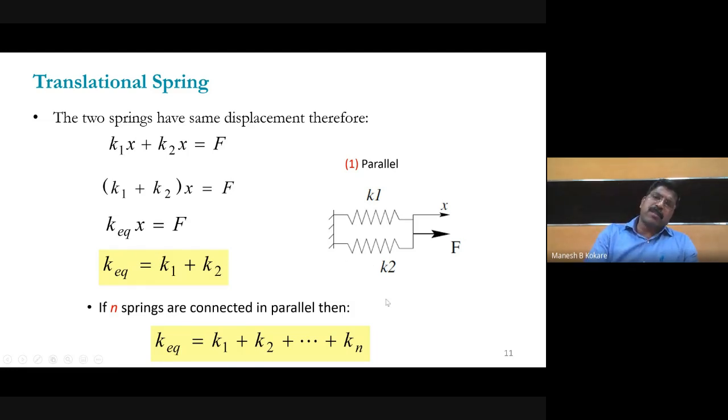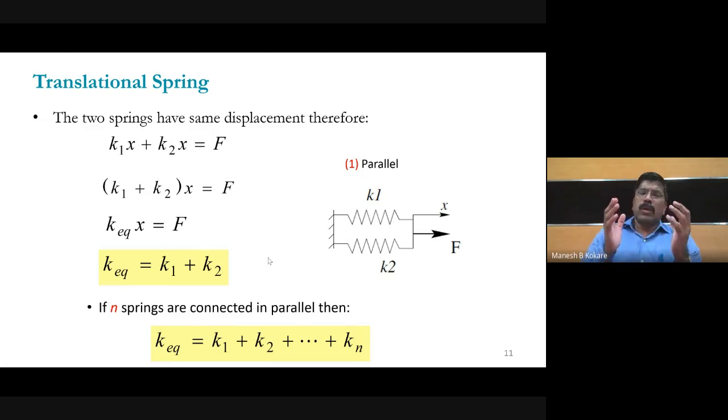Similarly, if there are n springs connected in parallel, we can generalize the equation: the equivalent stiffness of n springs connected in parallel will be K equivalent equal to K1 plus K2 plus up to Kn. Means when two or more springs are connected in parallel, the equivalent stiffness will be just the summation of the individual stiffness of the springs. K1 is the stiffness of the first spring, K2 is the stiffness of the second spring, and Kn is the stiffness of the nth spring, and so on. I hope that you have understood.